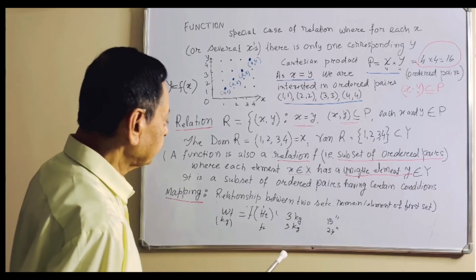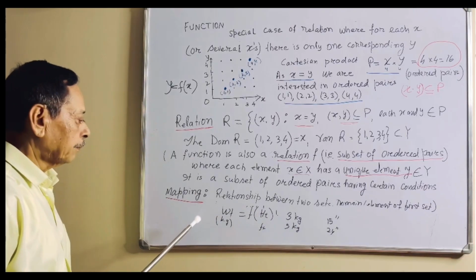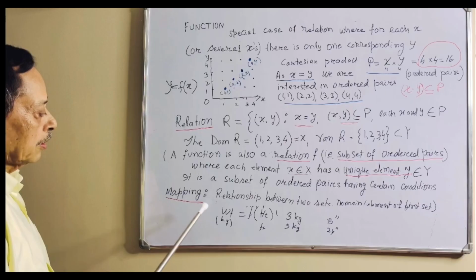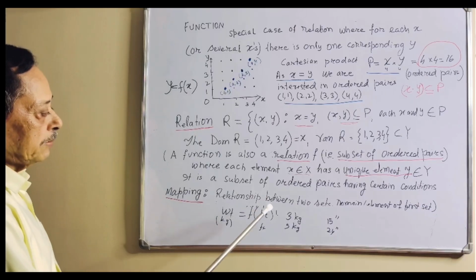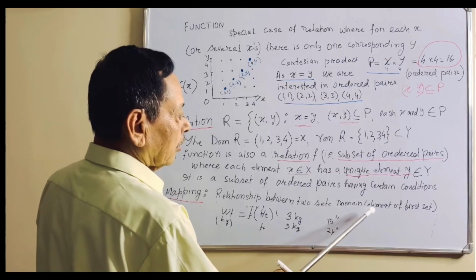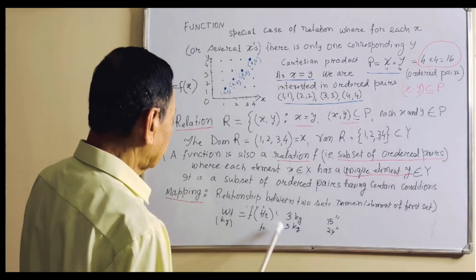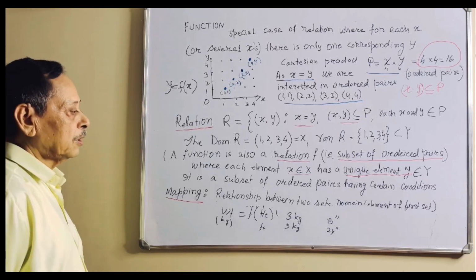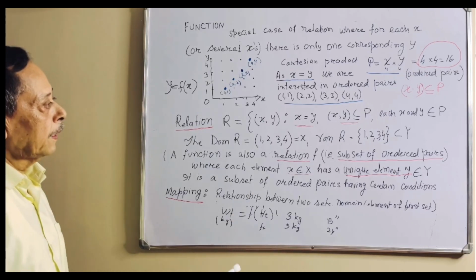So this way, we say that this is a relationship between two sets, the domain or element of the first set. So this is called mapping.